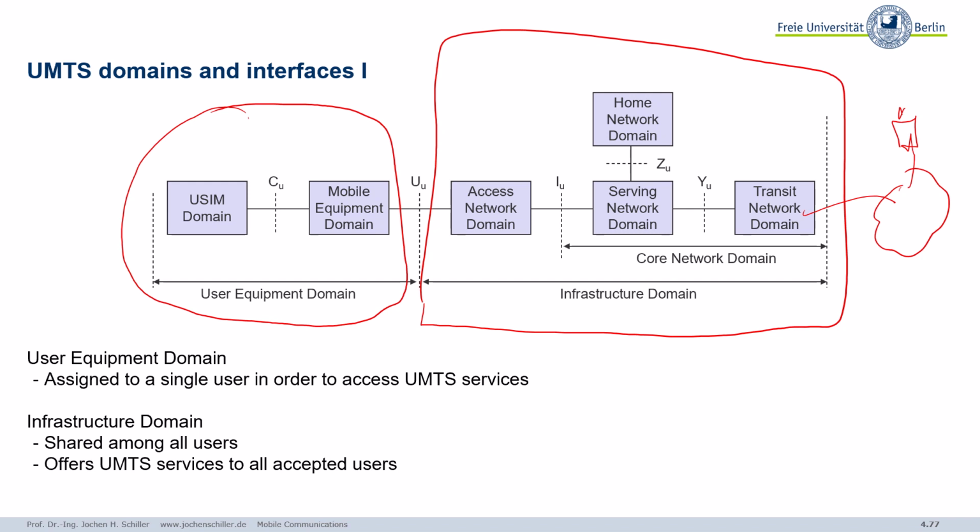And then we have the home network. Remember, similar to GSM, the home network answers, for example, call setup requests. Home network has the database with all the subscriber information. So this is a more generic view. Serving network, there you will find databases for visitors, etc.